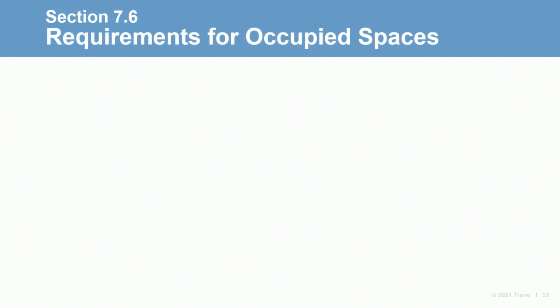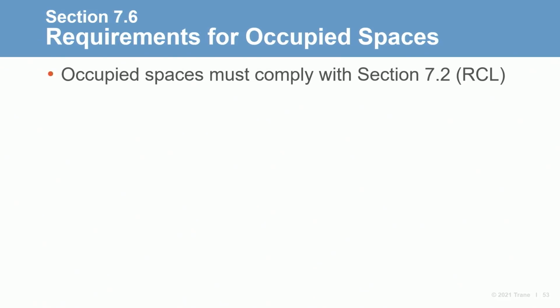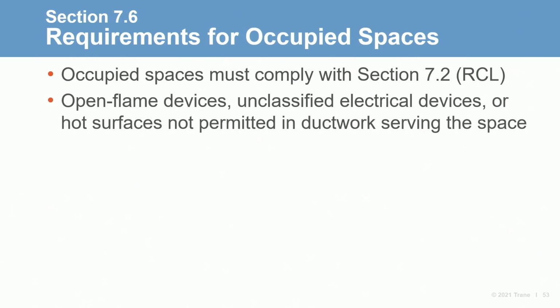Starting with the occupied spaces, this section clarifies these spaces must still comply with the RCL thresholds listed in section 7.2. In addition, no open flames or unclassified electrical devices are permitted in the ductwork. However, hot surfaces greater than 1290 degrees Fahrenheit, such as a duct heater, may be used when combined with both a minimum face velocity of 200 feet per minute and an airflow proving device.